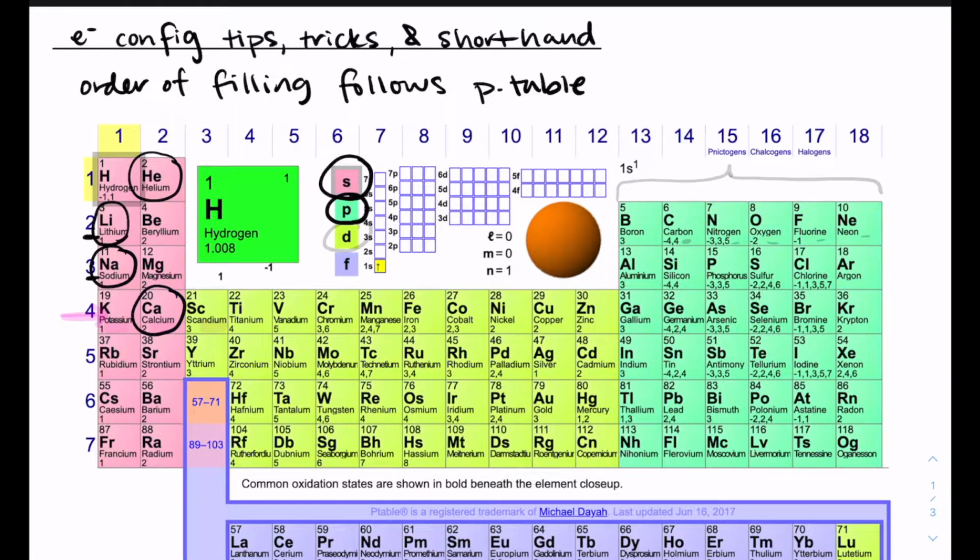So 2p1 is what my boron configuration would end in. We did see carbon, which ends in 2p2, nitrogen would end in 2p3, and so on. You will be able to count across the periodic table to do these electron configurations.